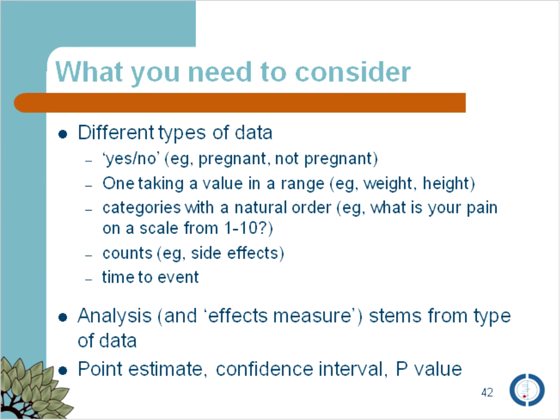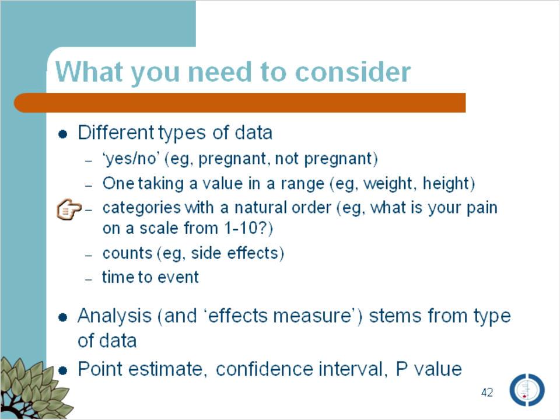So what you need to consider during the process of the analysis is that there are different types of data out there, and I'm not going to go into detail about this, but just be aware that some outcomes might be a yes-no. So it's called dichotomous or binary, where it's just a yes, it's occurred or not. It may be something like weight or height, where it takes a value in a specific range, and so that would be called continuous data.